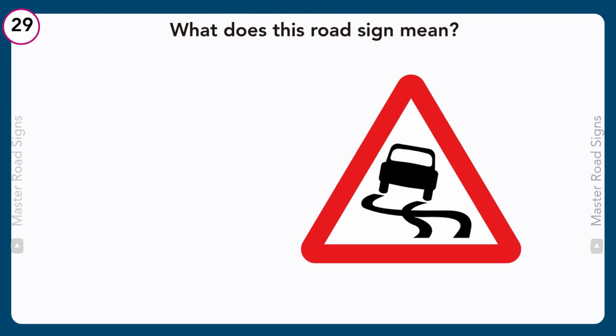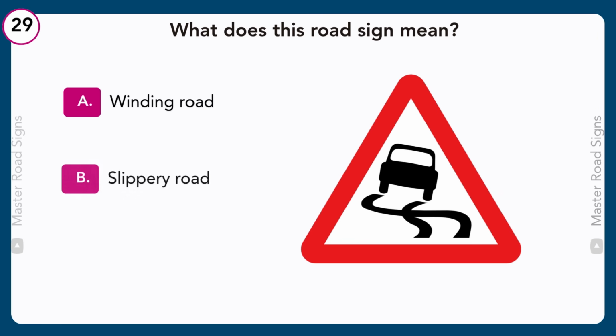What does this road sign mean? Option A, winding road. Option B, slippery road. Option C, risk of ice.